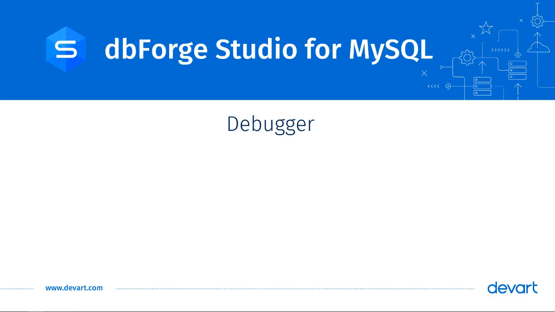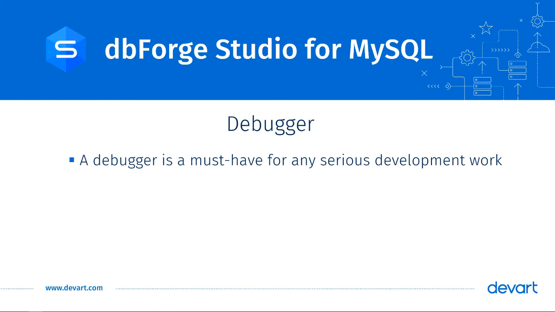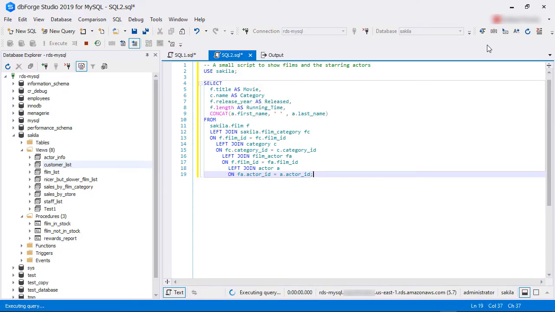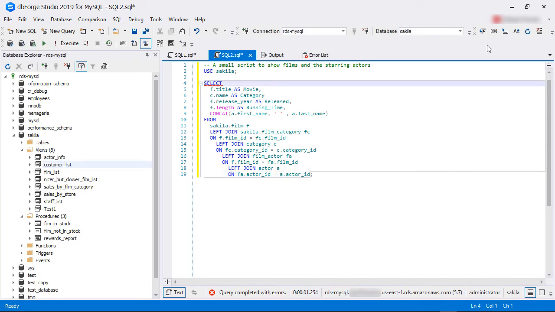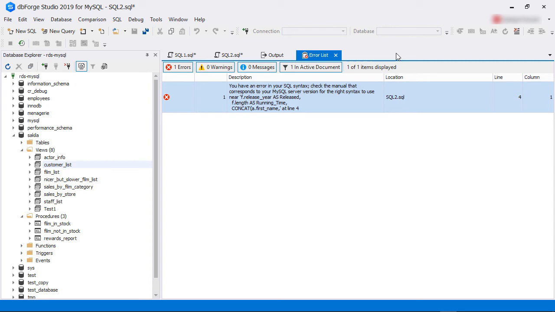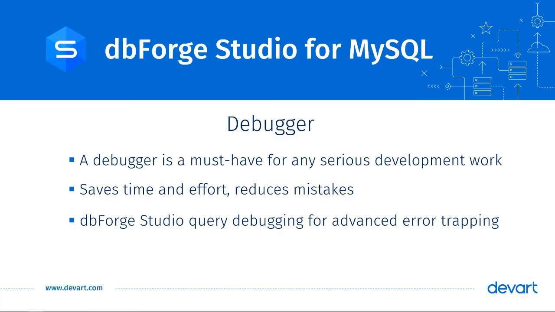Debugger. A powerful debugger is an indispensable tool for any type of serious application development. A debugger helps save time, effort, and reduce mistakes while writing code, and that's what the MySQL debugger does in dbForge Studio. With dbForge Studio for MySQL, developers can easily see database error messages as they run commands or execute standalone scripts. If a statement is invalid, an error message appears in the error list. This is a general indication that something is wrong.